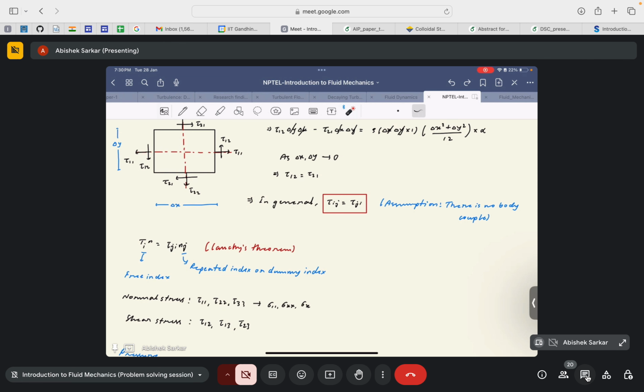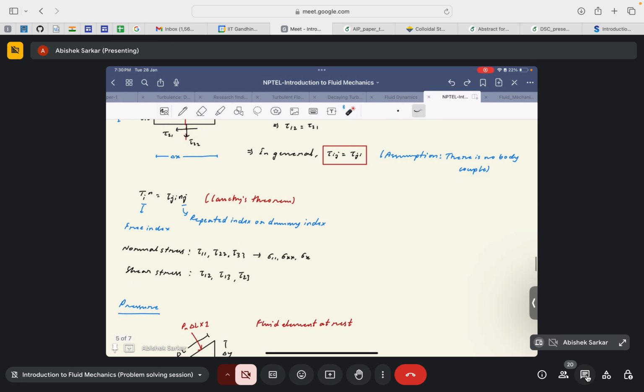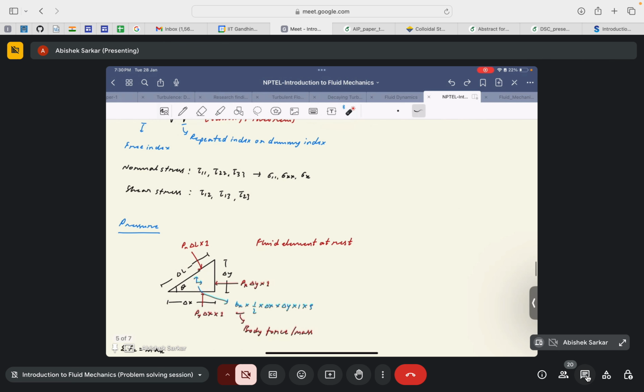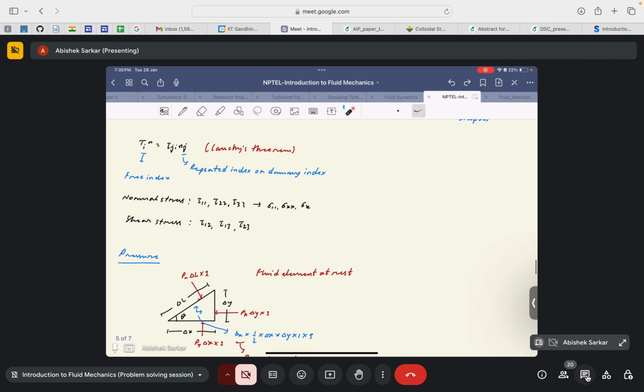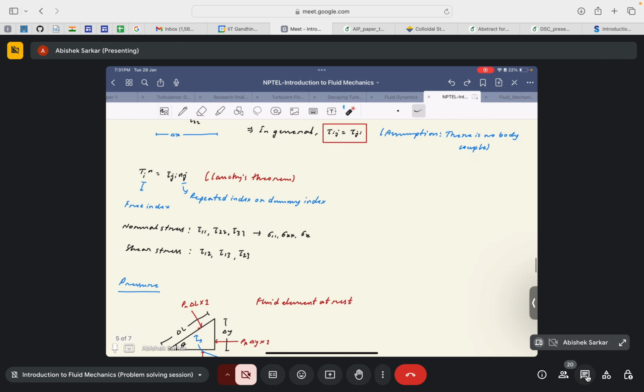Okay, then there is Cauchy's theorem. So this relationship between the stress, the traction vector and the stress components is also known as Cauchy's theorem. Here you can replace tau ji also as tau ij, because in the absence of body couple, the stress tensor is a symmetric tensor.